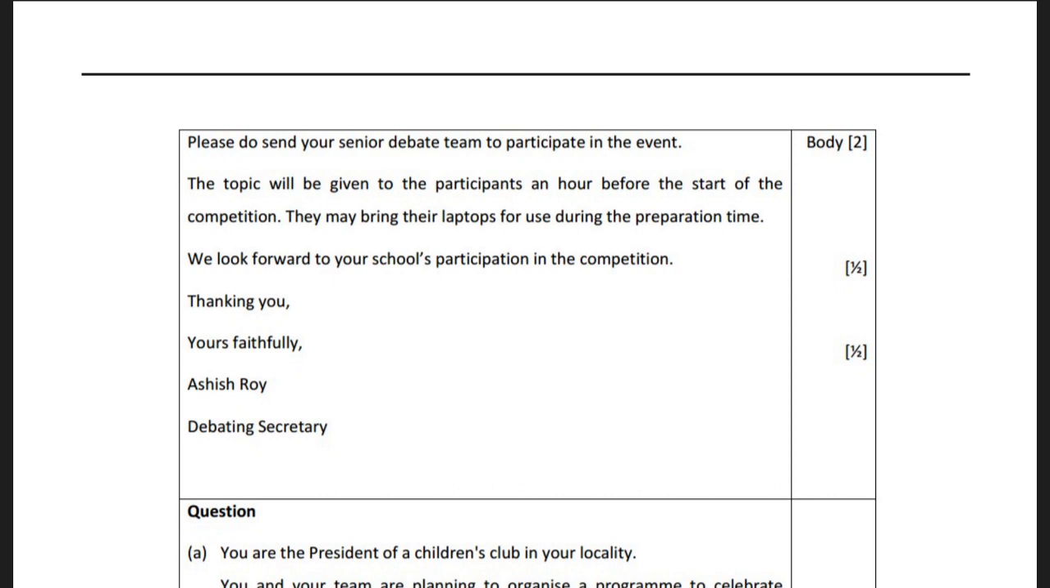But here, when you are sending it to another school, you must clarify the topic, the question about the topic. So the topic will be given to the participants an hour before the start of the competition. They may bring their laptops for use during the preparation time. So these are the facilities, or these are the options, or these are the allowances provided.